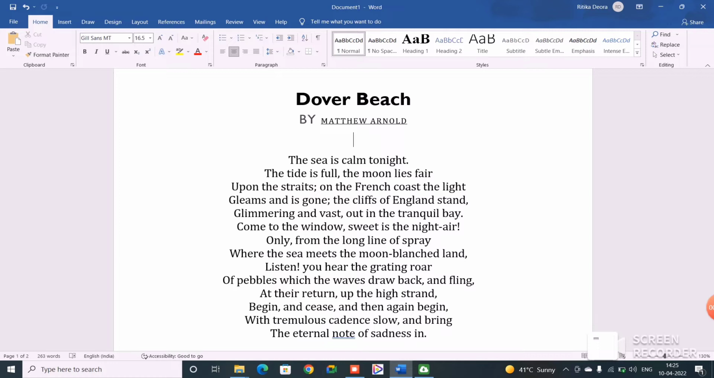Then the second line is, "The tide is full, the moon lies fair upon the straits." So the tide is full means the waves are coming and going, and there are high tides. And the moon lies fair, which means that in the darkness and in the silence of the environment, the moon is shining bright, as it always does. Then upon the straits. So straits means the meeting point of two water bodies.